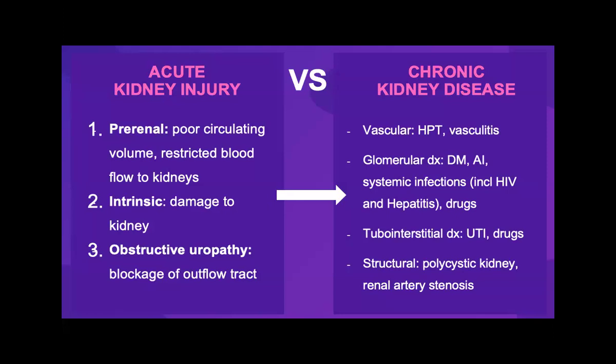Then for CKD, it's important to note that any acute kidney injury, if sufficiently severe or long-standing, can lead to persistently abnormal kidney function and therefore chronic kidney disease. There's multiple ways that you can break down the possible causes of chronic kidney disease. This is just an example. You can divide them into vascular, for example, hypertension, glomerular disease, which can be caused by diabetes, autoimmune diseases, drugs, and systemic infections. And to note here, this includes HIV. Tubular interstitial diseases, which can also be from drug toxicity, and then structural causes like polycystic kidneys or renal artery stenosis.